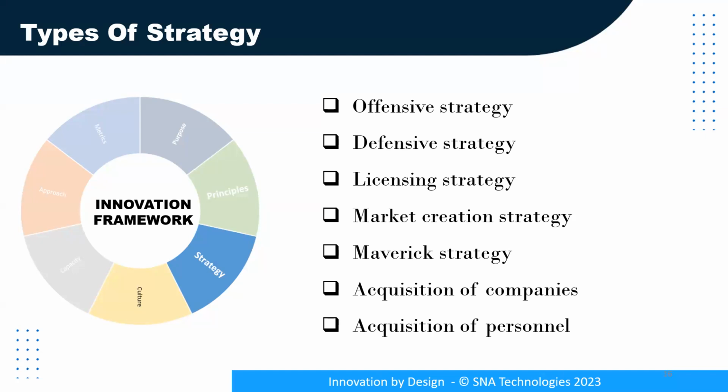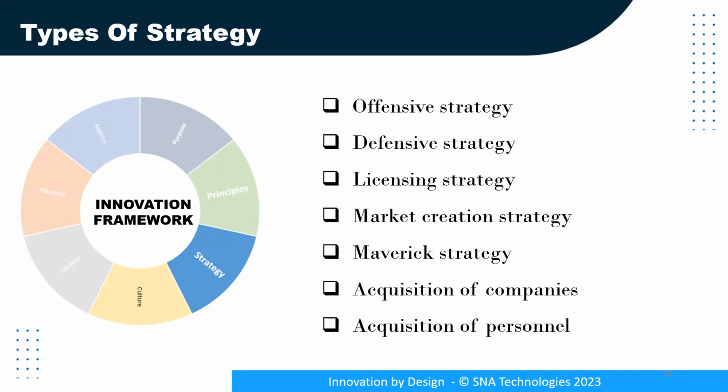And market creation strategy means you are creating a new market altogether, a brand new market, or a different geography or whatever it is. And then the Maverick strategy. Maverick strategy means you are trying to do something, whether a new technology or whatever, that is not only developing your business but is also killing the competitor's business. So you're not just looking at the development of your business, but you want to kill the competition as well.